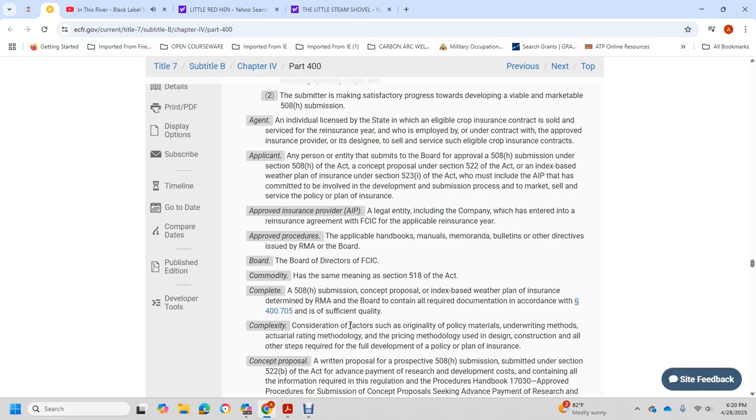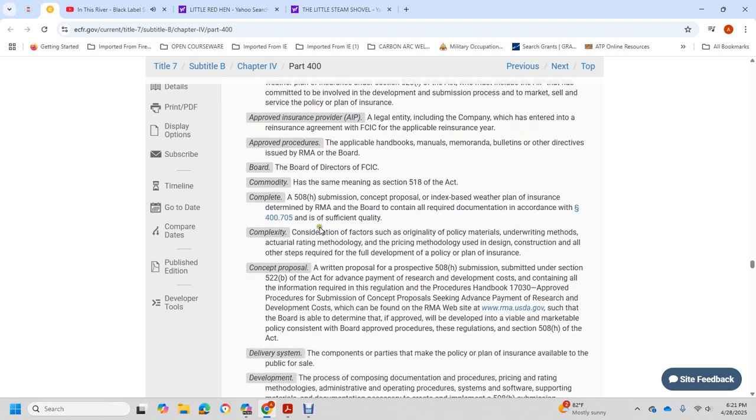Complexity and consideration for the originality of the policy material, underwriting, actual rating methodology, pricing methodology, design, construction, and all of the other steps required for the full development of the policy and plan of insurance. A concept proposal of the written policy and proposal under section 522 of the Act for advance payment of reimbursement of the development cost must contain all the information required with the regulation procedure, section 1703.0 of the procedure.